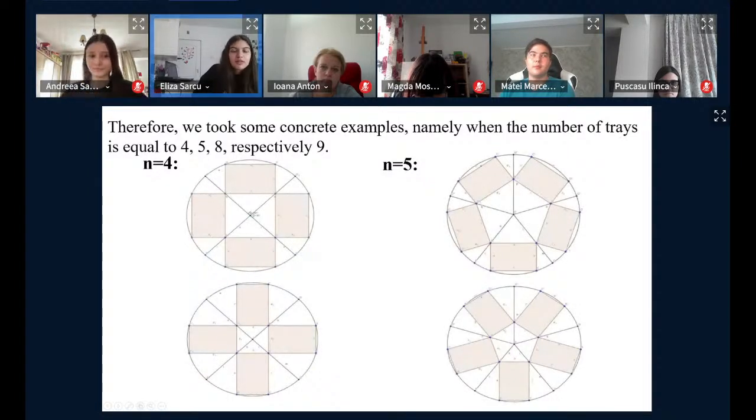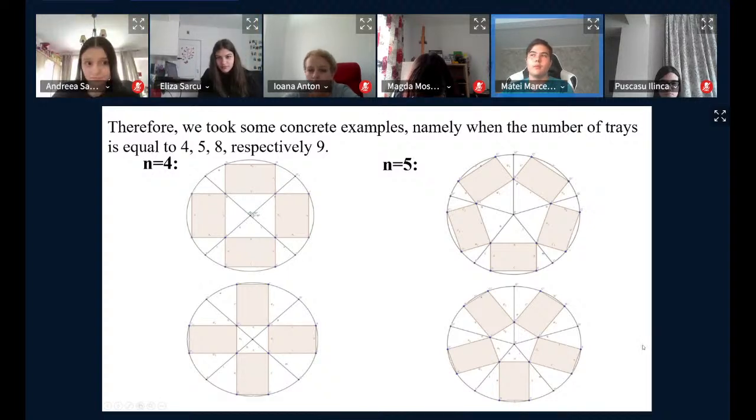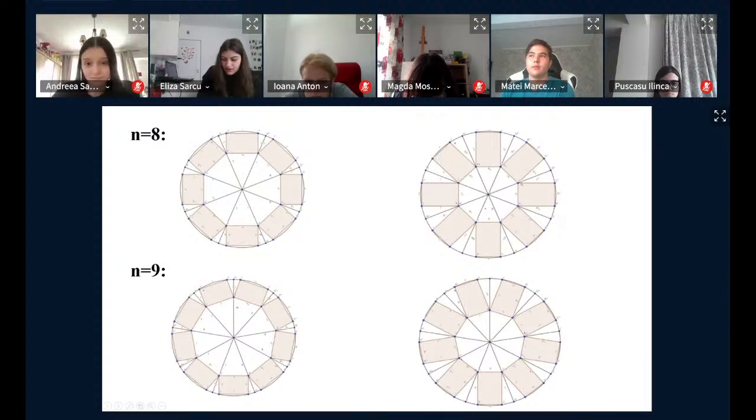Therefore, we took some concrete examples, namely when the number of trays is equal to 4, 5, 8, respectively 9. Now you can notice that in the cases when n equals 4 or 5, the table is slightly smaller when the trays are placed on the width. In the cases when n equals 8 or 9, the table is slightly smaller when the trays are placed on the length.